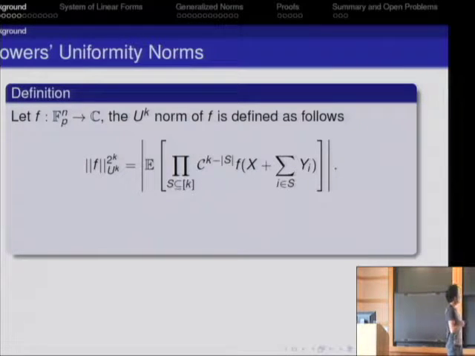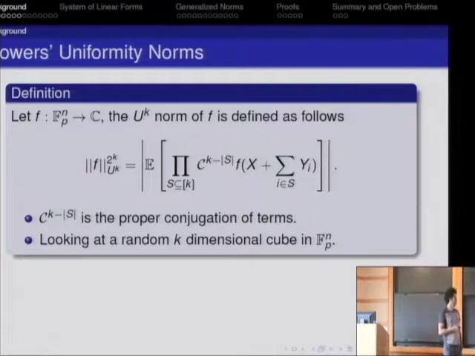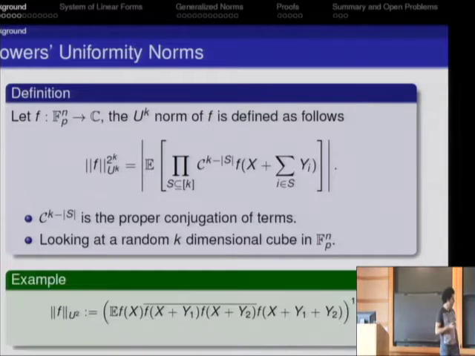So now we're ready to define the Gowers uniformity norm. For a complex function f, the k-th uniformity norm of Gowers of f is defined by the following average. We pick a random k-dimensional cube in F_p^n, and we look at the values of f on the points of the cube. And this C^(k-s) is just adding the proper conjugations. As an example, the U2 norm of f is defined by the following average over the product of 4 points in F_p^n.